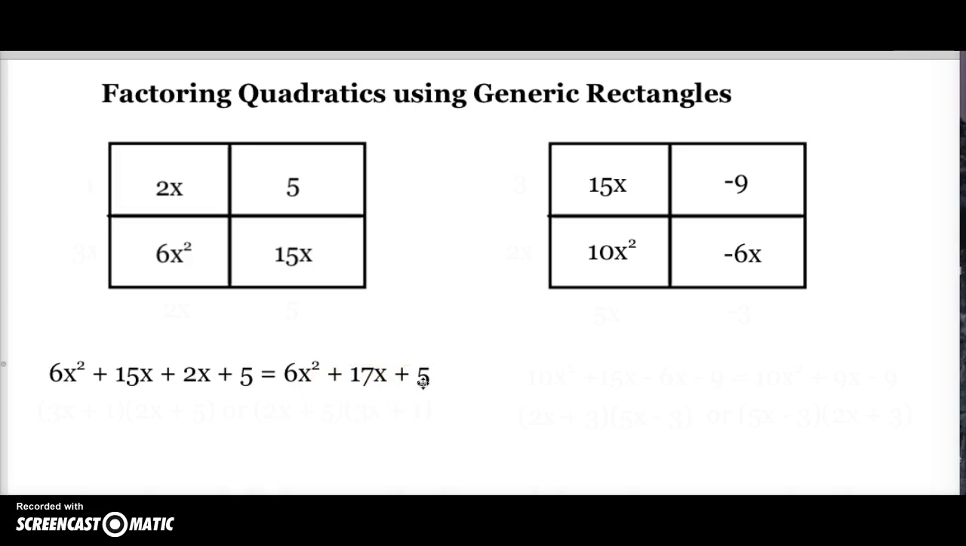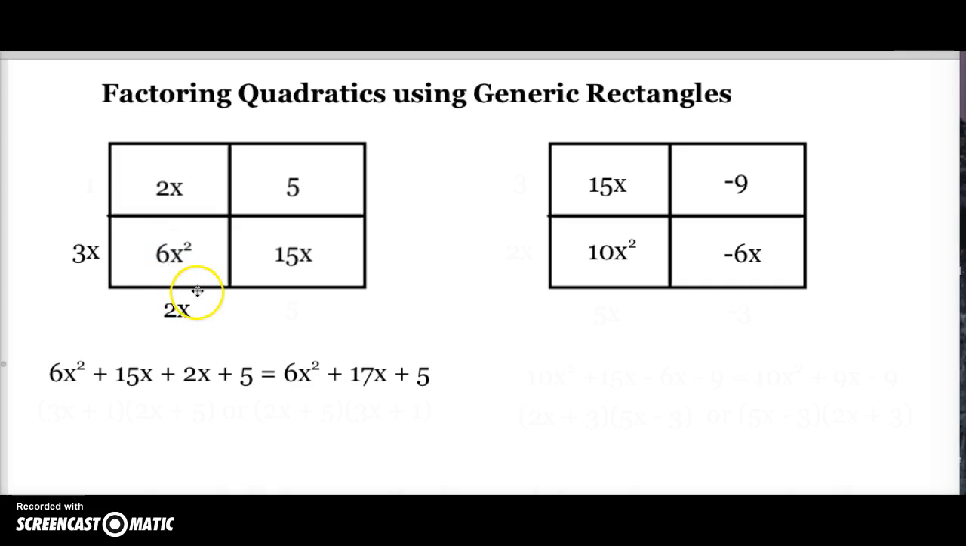When I factor a quadratic using a generic rectangle, what I always like to do is look at my bottom row first. In my bottom row I have 6x squared and 15x. Well, 6 and 15 have a common factor of 3, and x squared and x have a common factor of x. So I can factor a 3x out of my bottom row. If this length is 3x and my area is 6x squared, I know that this length in the bottom has to be 2x, because 3x times 2x is equal to 6x squared.